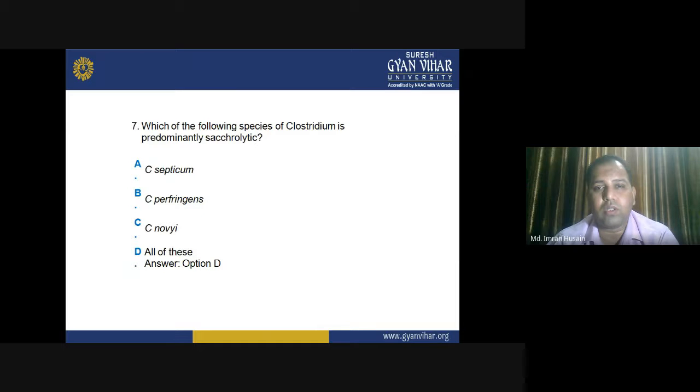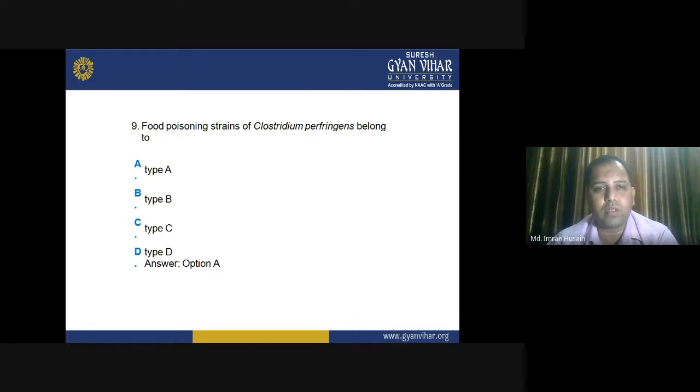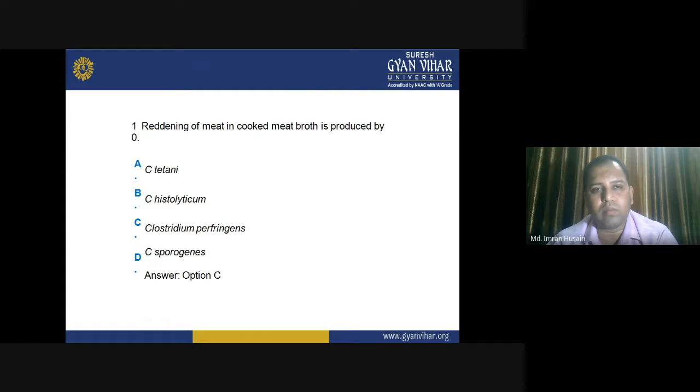Which of the following species of Clostridium is predominantly saccharolytic? The correct answer is D, all of them. Stormy clot reaction is used in identification of Clostridium perfringens. Food poisoning strains of Clostridium perfringens belong to type A. Reddening of meat in cooked meat broth is produced by option C, Clostridium perfringens.